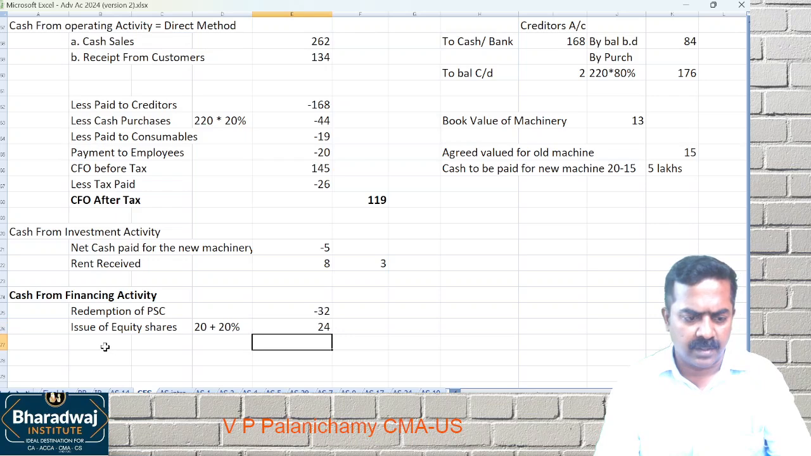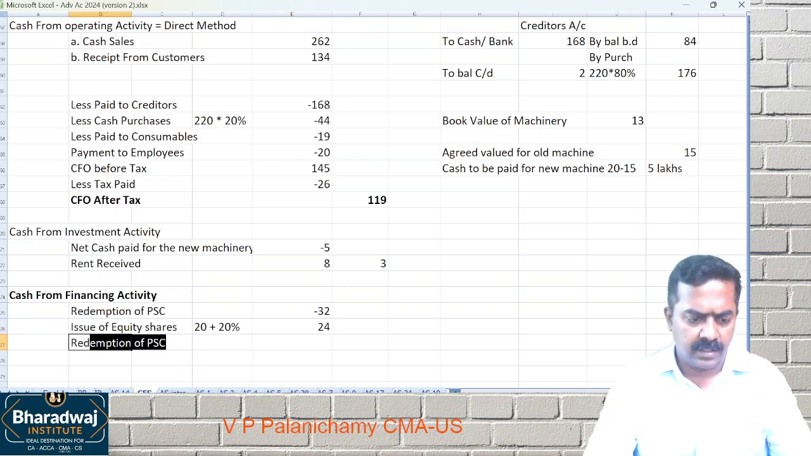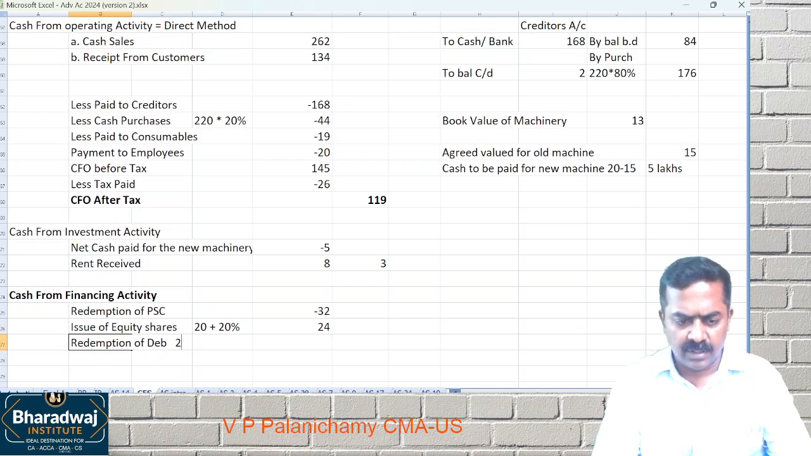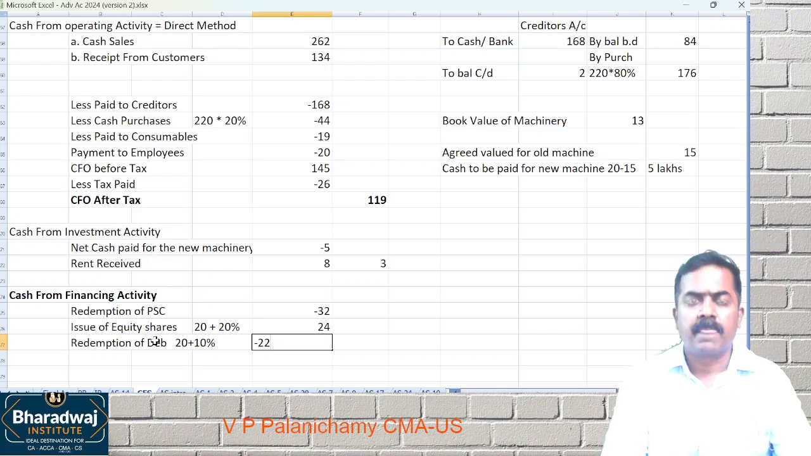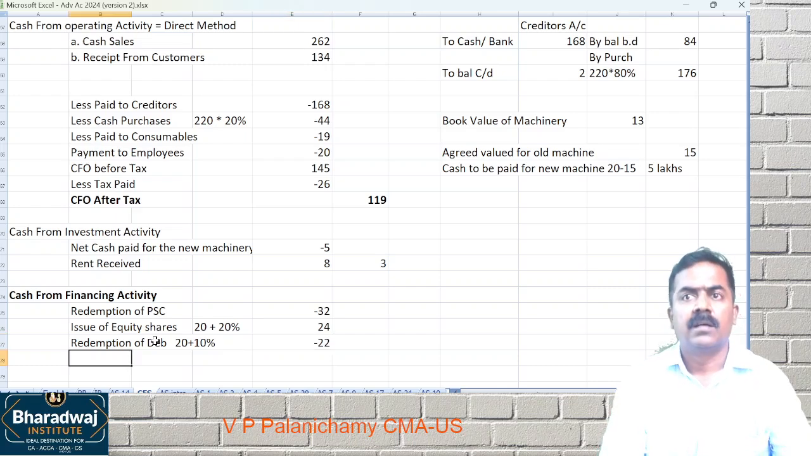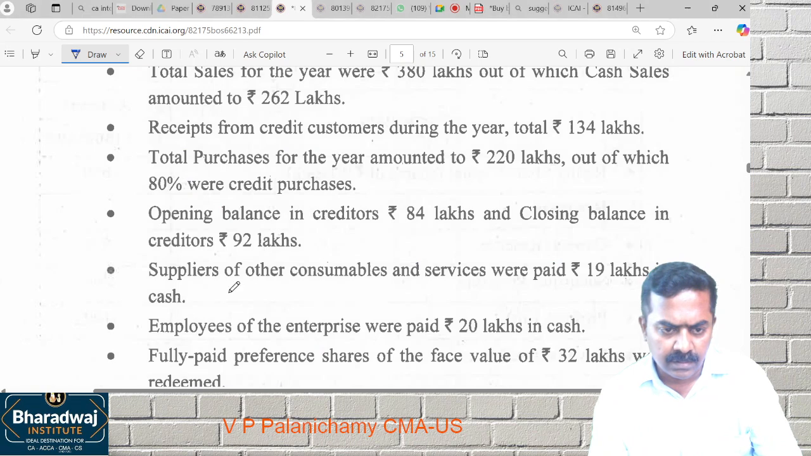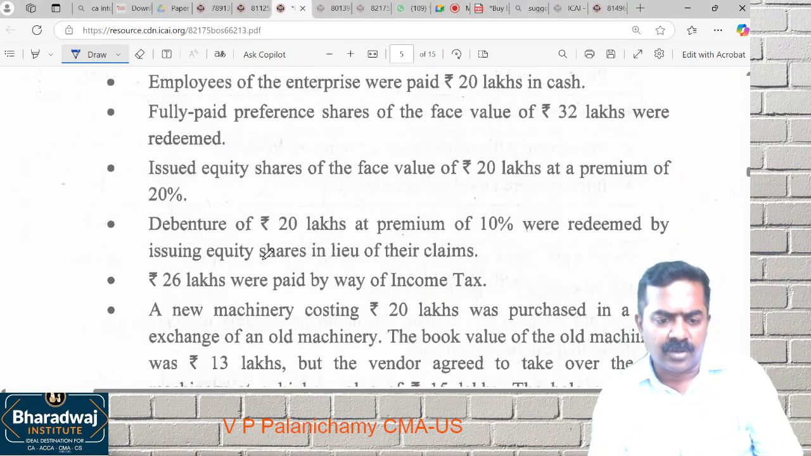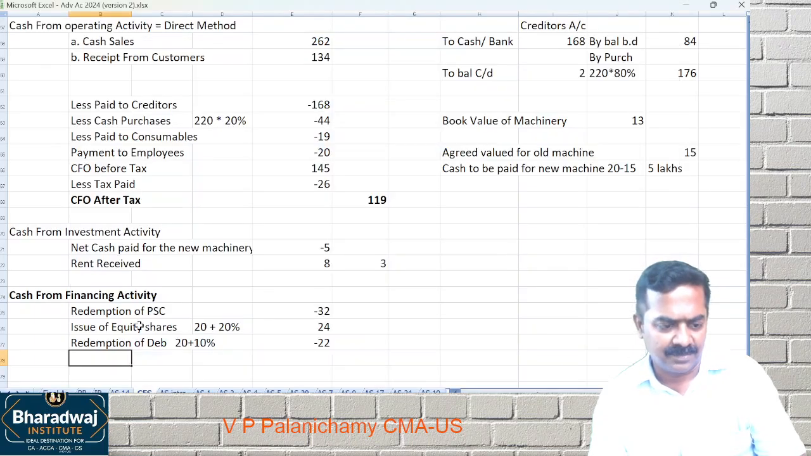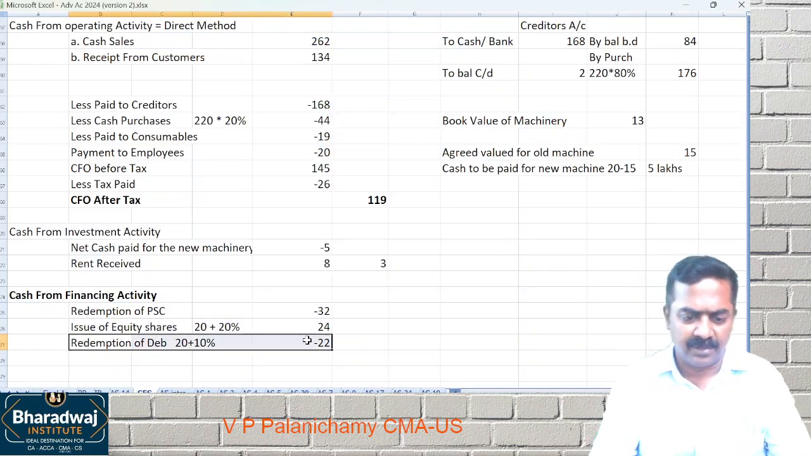Then what is the next one? Redemption of debentures. How much have we done? 20 lakhs plus what percentage? 10%, minus 22 lakhs. Why will it not come? Okay. It will not come. Non-cash item. Then what is the next one?